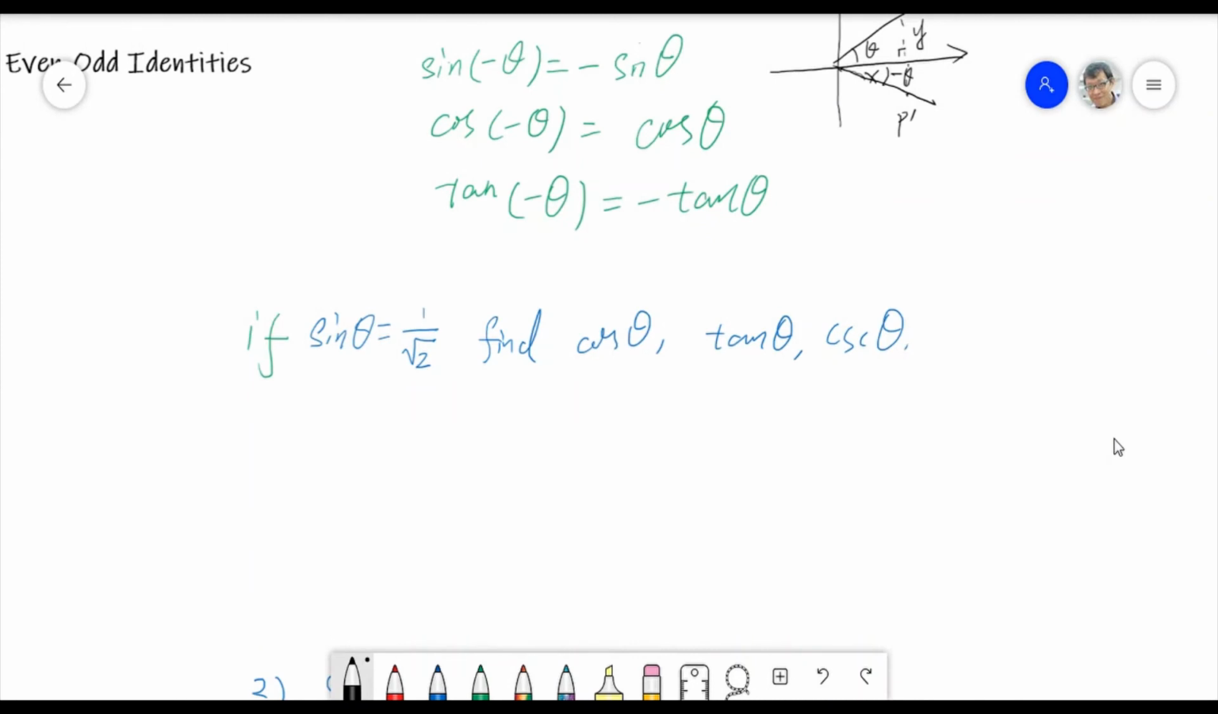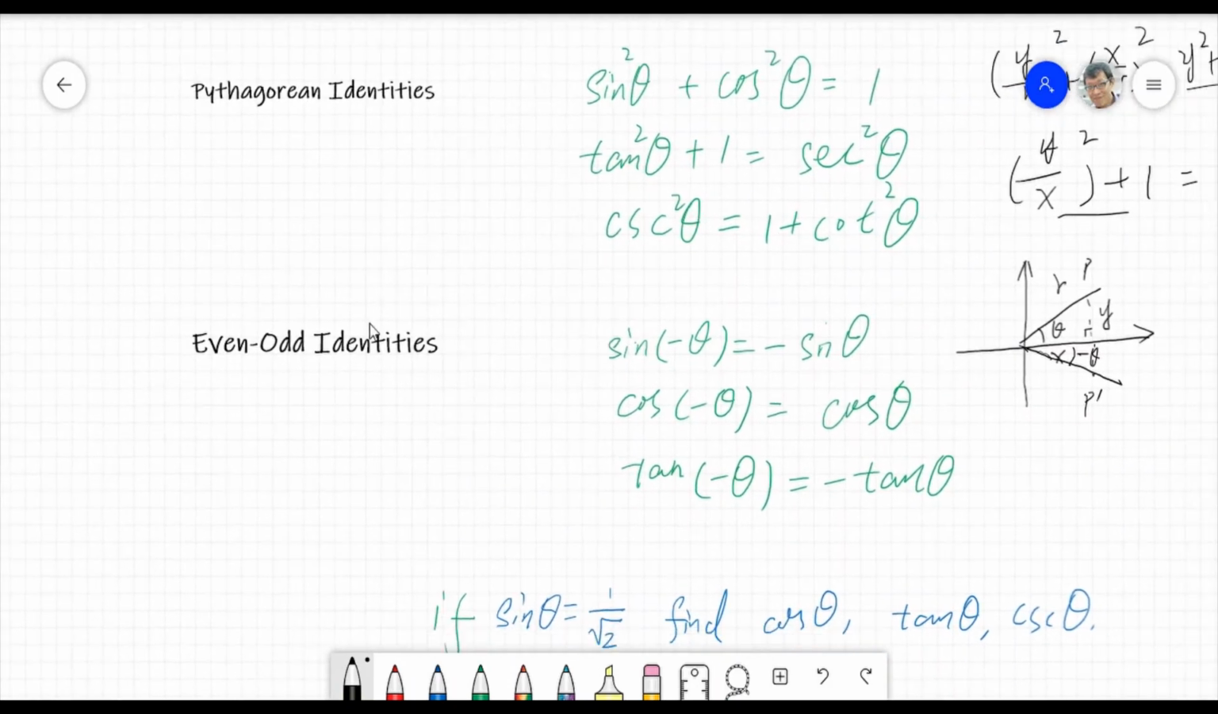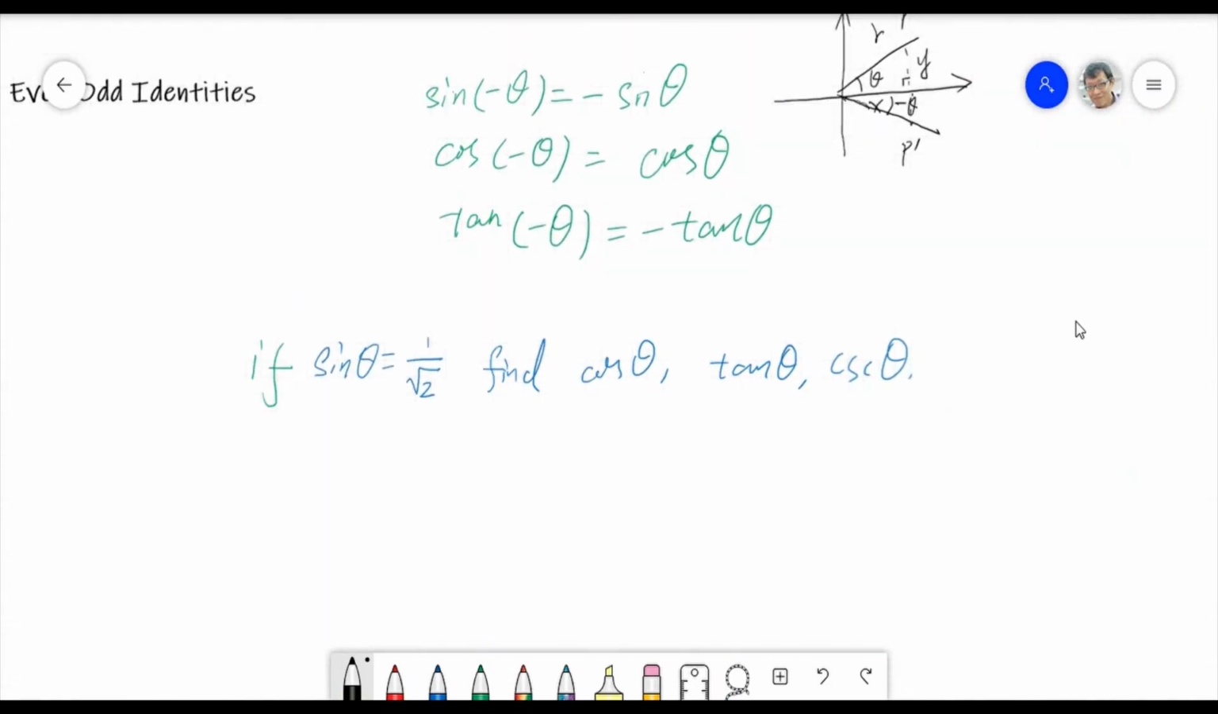First, if we know sine, based on the, I always forget how to call that, Pythagorean identity, right? We can find the cosine, because cosine squared theta is equal to 1 minus sine squared, right? So 1 minus the square of 1 over square root of 2. So 1 minus 1/2 is 1/2, and then take the square root again. So cosine is the same as sine, right?